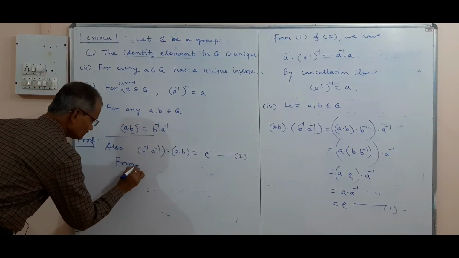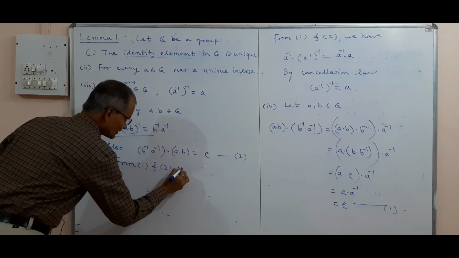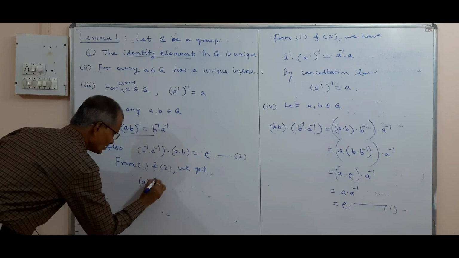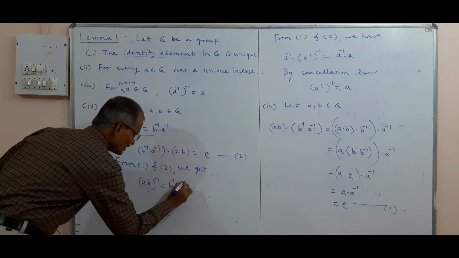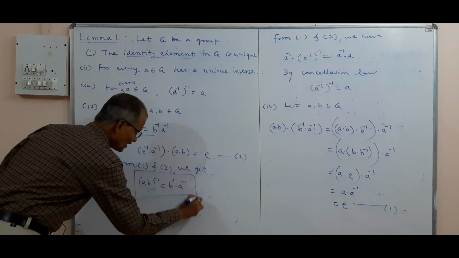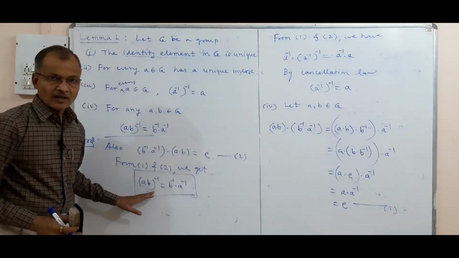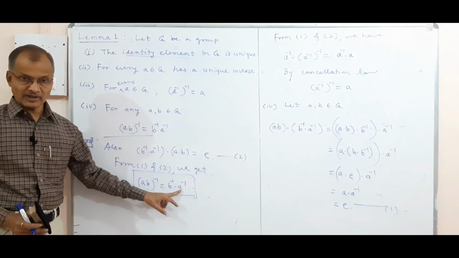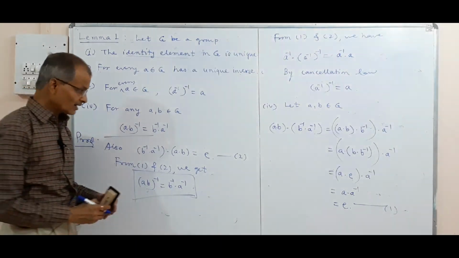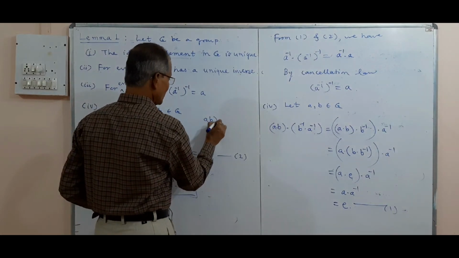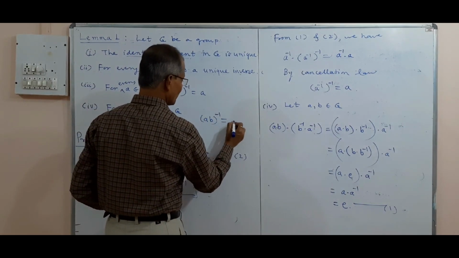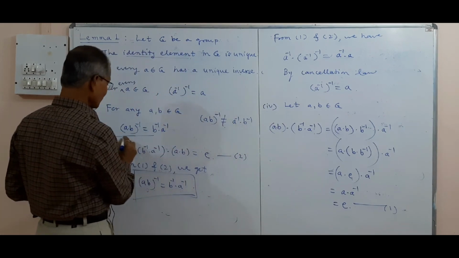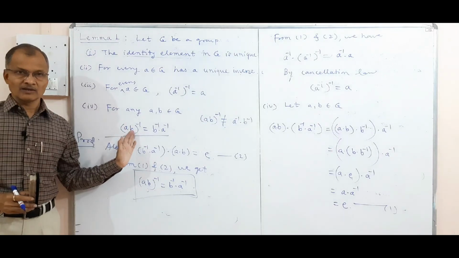So from 1 and 2, we get inverse of AB is equal to B inverse into A inverse. Now you should note, this is the reversal law. It is not A inverse into B inverse, but it is B inverse first into A inverse. This is important. We can't write the inverse of AB as A inverse into B inverse. It is not true, but it must be B inverse into A inverse.